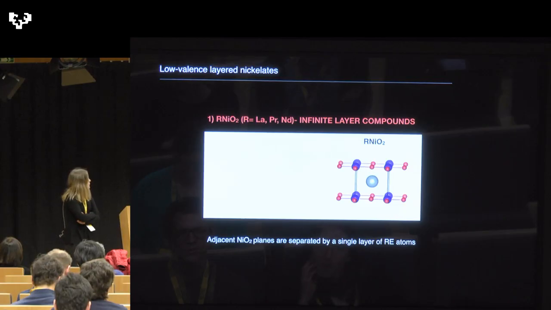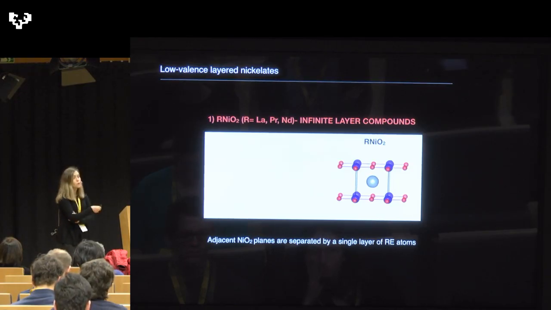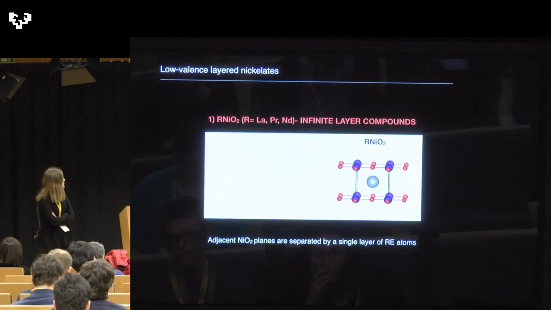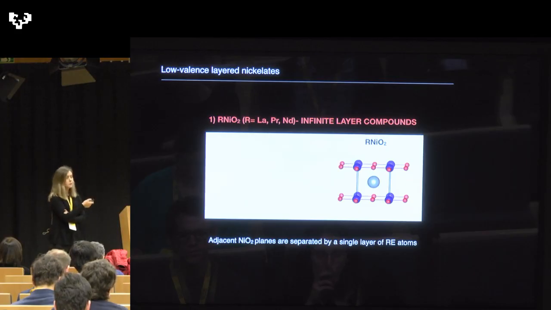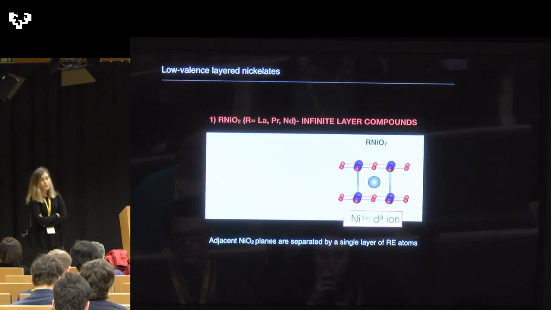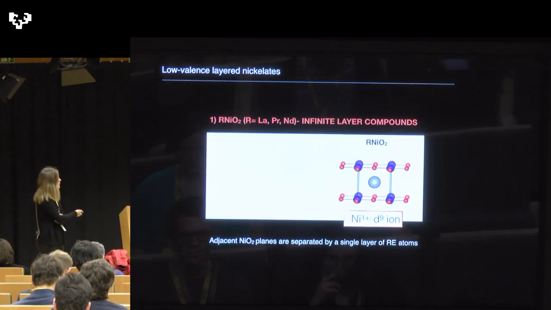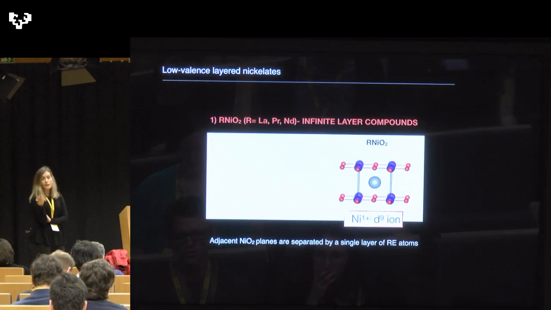So, of course, I would like to tell you today a little bit about these infinite layer compounds, or R nickel oxygen 2 materials, or 112 materials, if you like, for simplicity. This is what their structure looks like. You see that we have adjacent nickel oxygen 2 planes that are separated by a single layer of the rare earth atom, that is this gray guy that you see here. If you do a simple ionic count, R is a 3+ ion, oxygen is 2-. What you end up getting is nickel 1+, which is a d9 ion, and if you remember, this is a pseudo copper 2+, if you want.